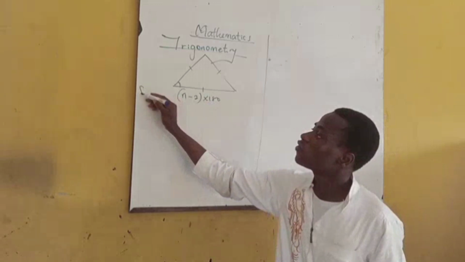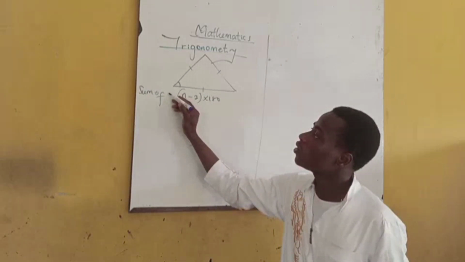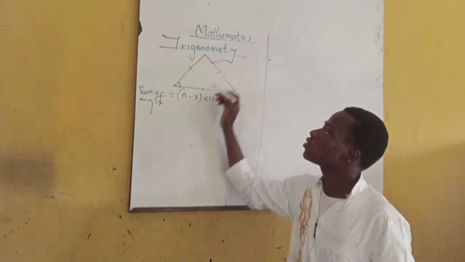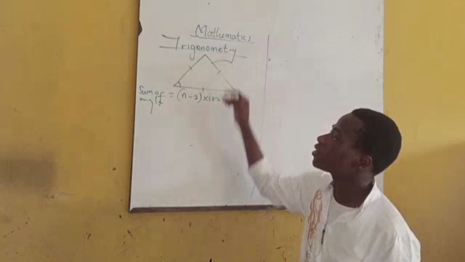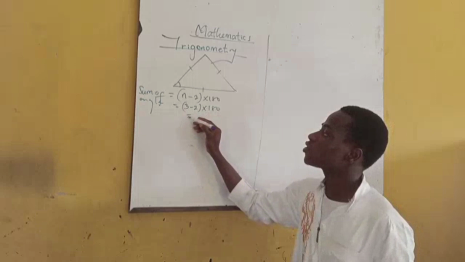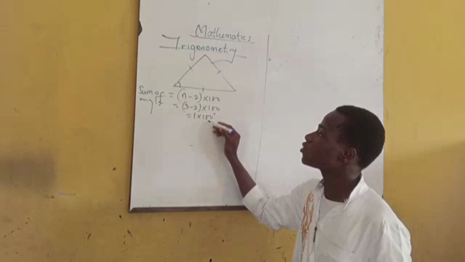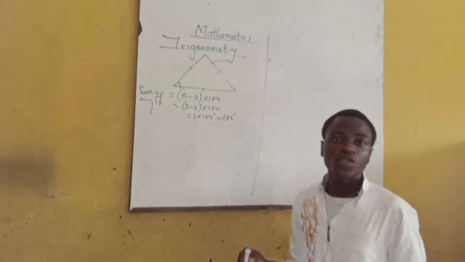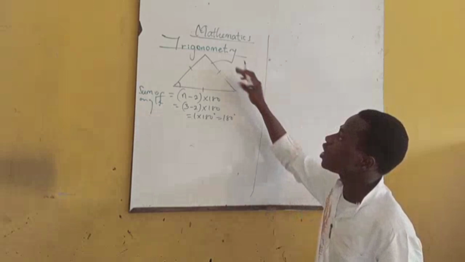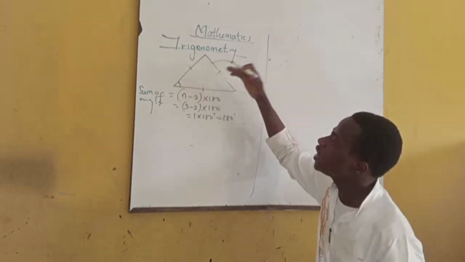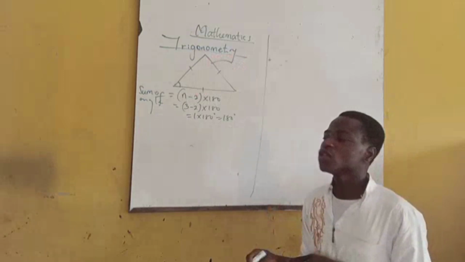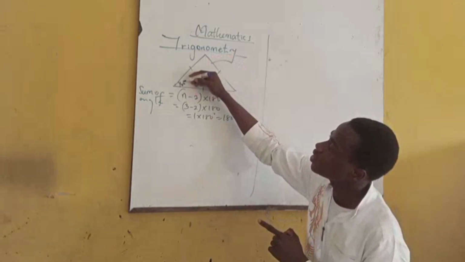The formula for the sum of angles is n minus 2 times 180. Since it has n, how many sides here? 3. So we say 3 minus 2 times 180 degrees. That will give us 1 times 180 degrees, so this implies 180 degrees. So the total angles here is 180 degrees. Since each angle must be equal, 180 degrees divided by 3, I'm going to get 60. So each angle is 60 degrees.